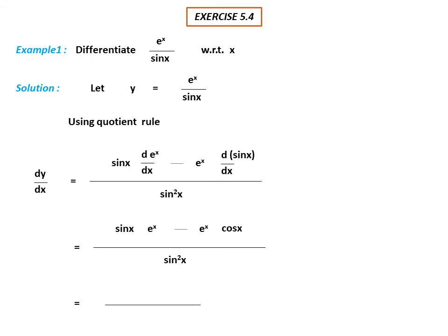Of course this you can simplify. So this is e^x common, sin x minus cos x by sin square x. You can keep the answer here only. Or you can take, for example, sin x by sin square x, then cos x by sin square x, etc. You can simplify like that also. But I am leaving the question here only. So this is the answer.